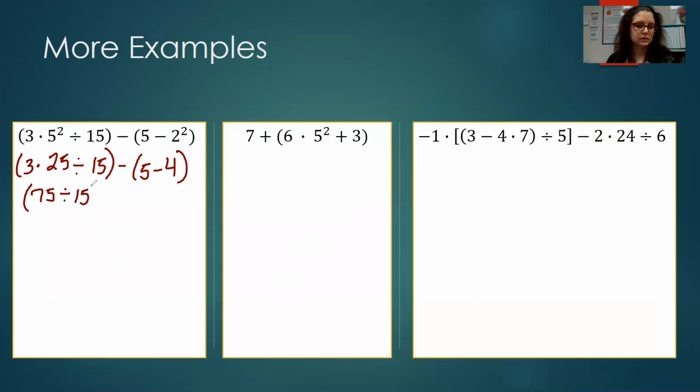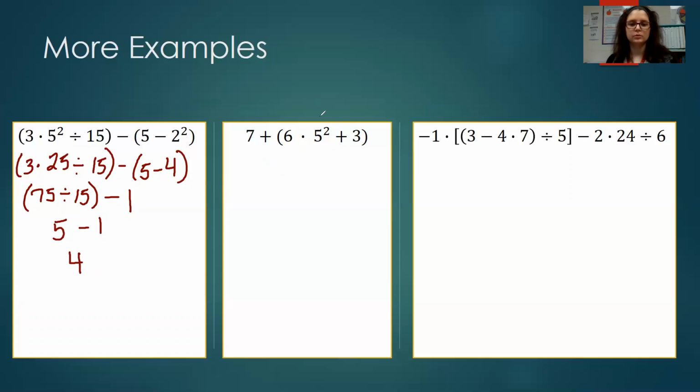Divided by 15, minus 5 minus 4 is 1. Dropping the parentheses as if I only have one number. 75 divided by 15 is 5 minus 1. Whoops, I got ahead of myself. 5 minus 1 is 4.